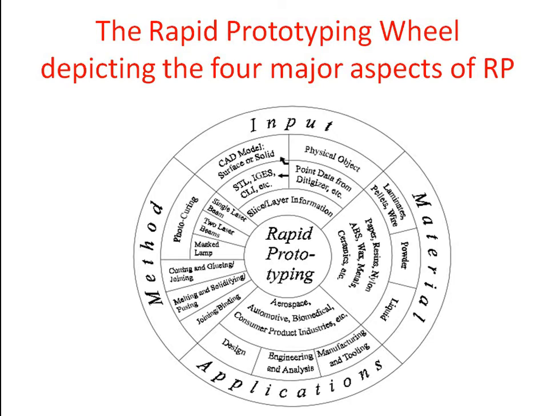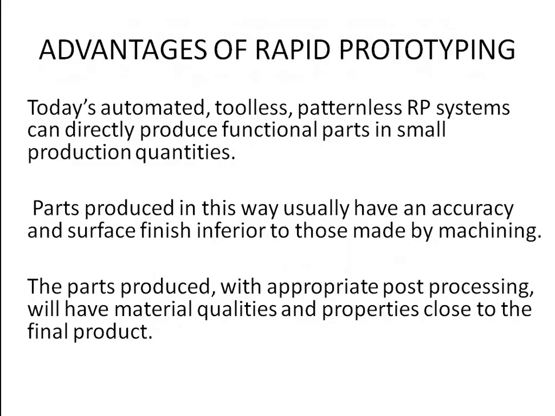Now coming to methods. In methods we can use joining and binding, melting and solidifying, fusing, cutting and gluing and joining operations, and the last one is the photo curing process. In this one, we use a master type with 2 laser beams or a single laser beam in the method. Now these 4 types give a glimpse about your rapid prototype product. Inputs and materials, applications, methods are the total thing in rapid prototyping.